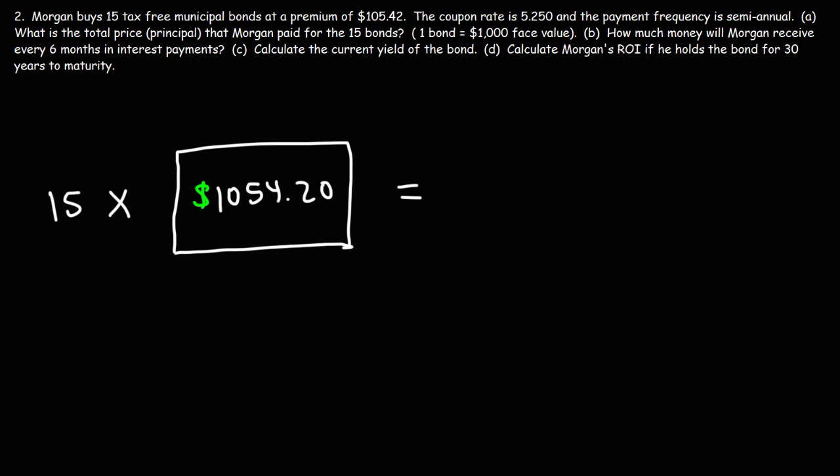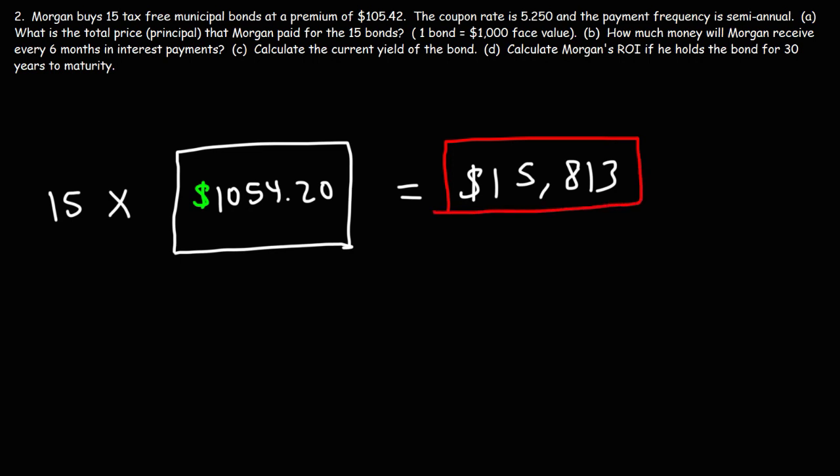That's the one way you can make money without paying taxes. So let's multiply 15 by 1054.20. And so the total price that he's going to pay for these 15 bonds is $15,813. So that's the answer for part A. Now, let's move on to part B.